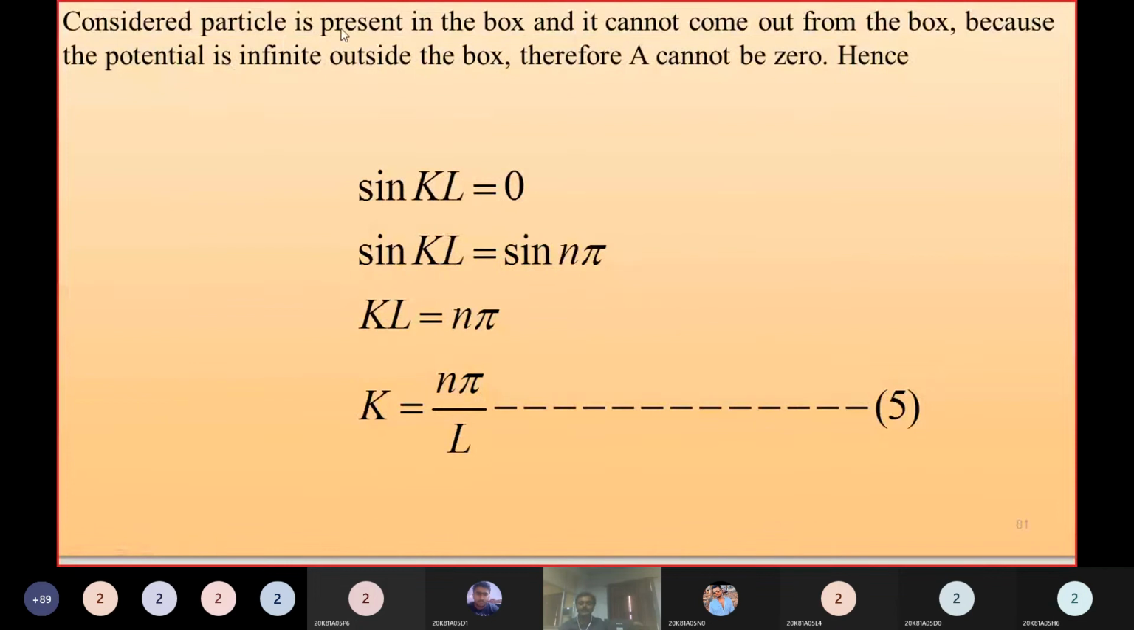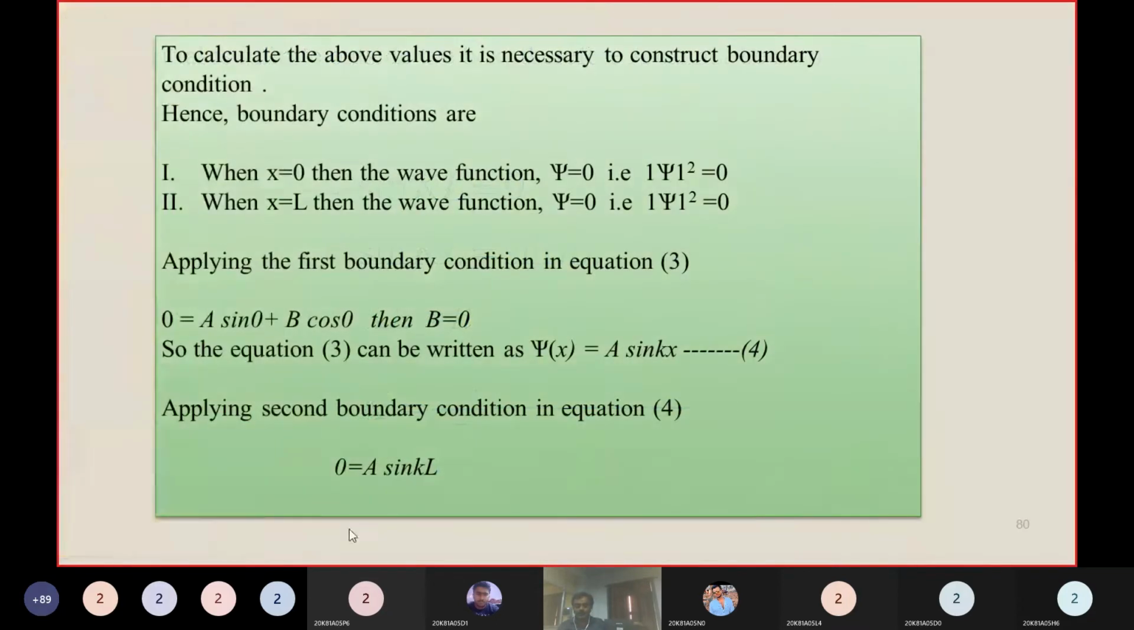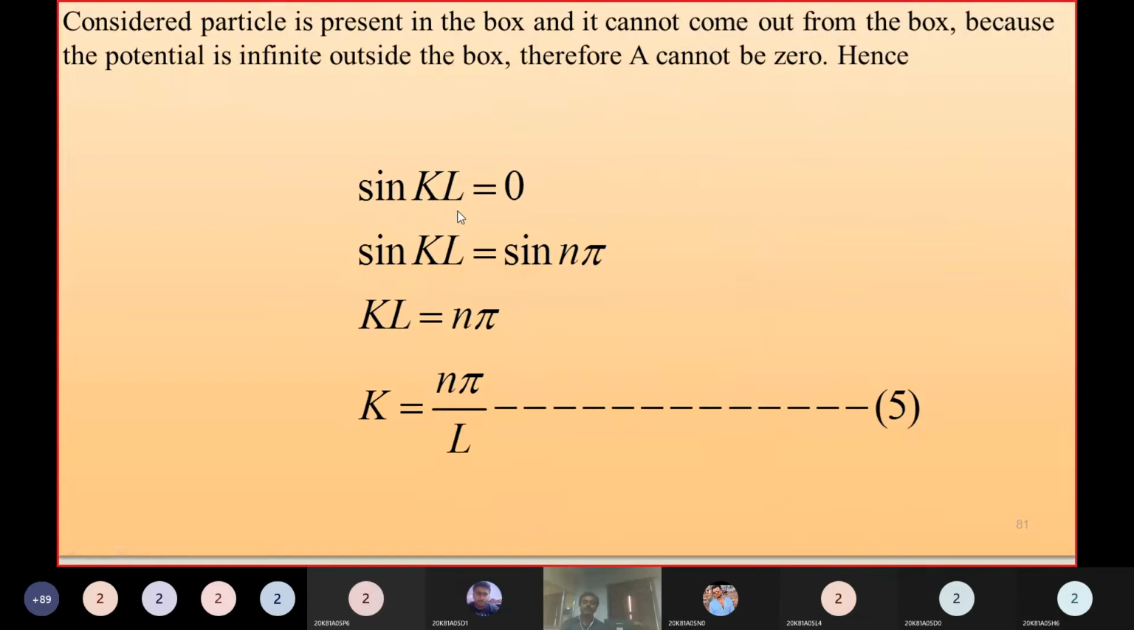Consider the particle is present in the box and it cannot come out of the box because the potential is infinite outside the box. Therefore, A cannot be 0. Hence this total term is 0 only if sin KL is 0. Therefore, we are taking sin KL equal to 0.